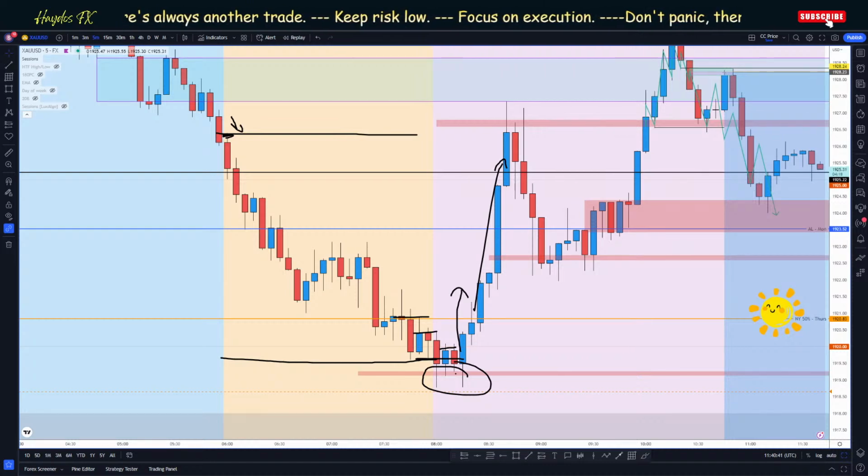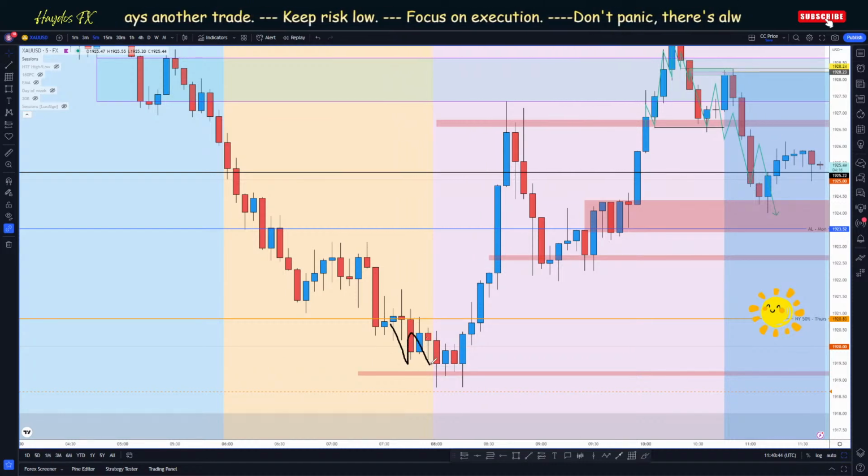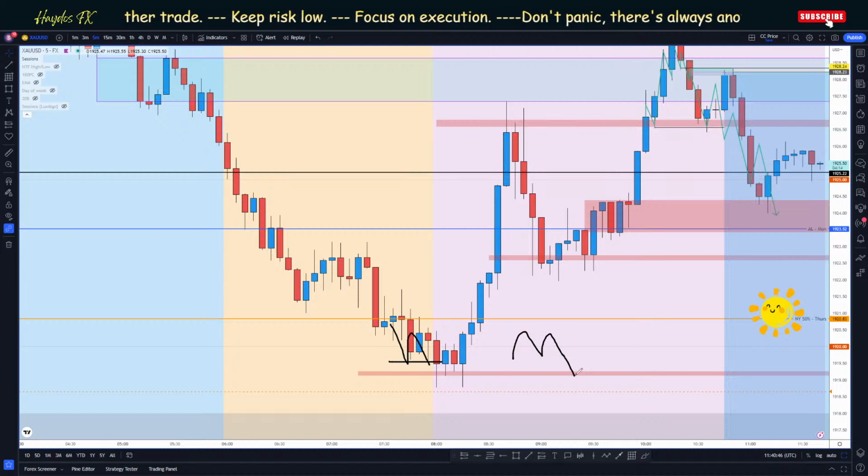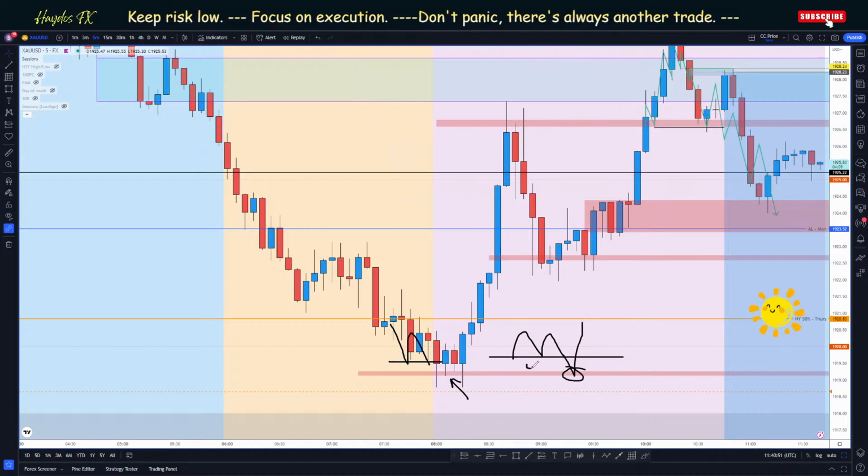I really like that setup when it's a double bottom and then London takes it. So this is that kind of move. London takes the Europe low or Europe high.